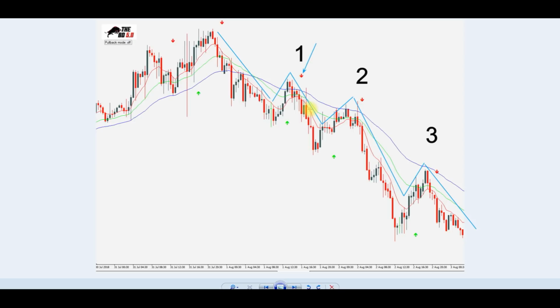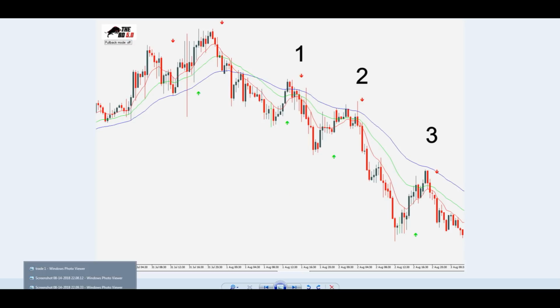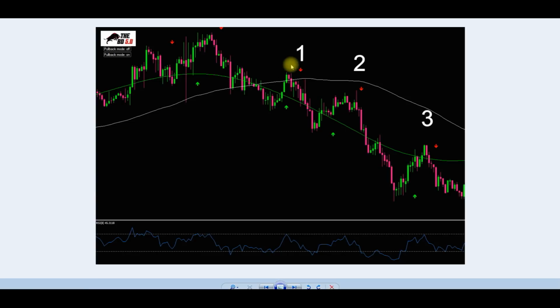Now we can all see on this currency pair here, you would have took all 1, 2, 3 arrows. Now I'm going to show you, here's an interesting thing, the same currency pair, the same setups using the 100% BD 5.0. And what do we got? Exactly the same setups, right?